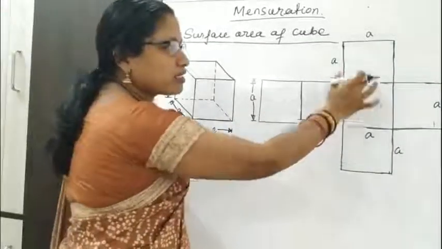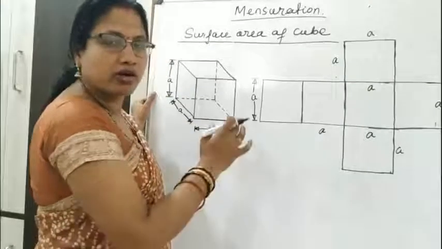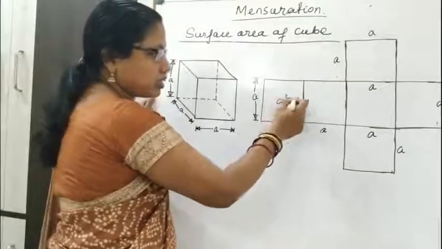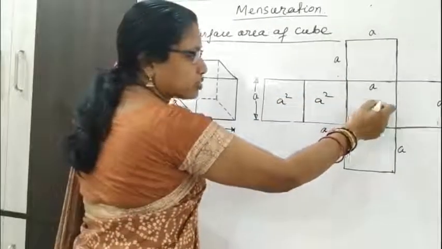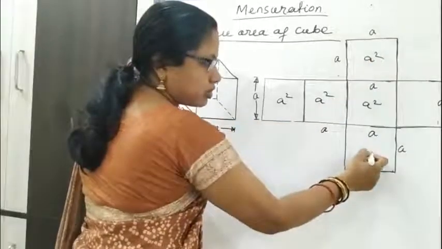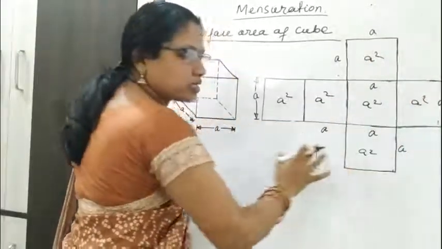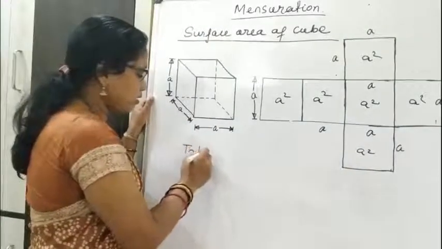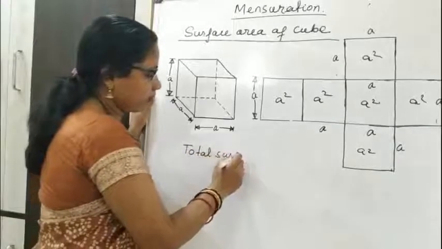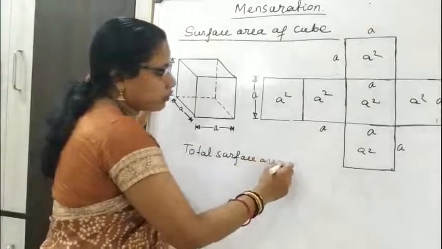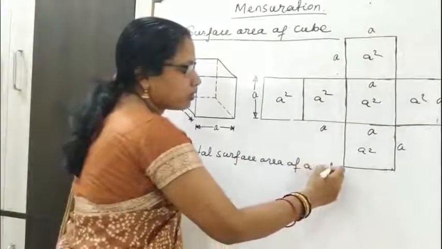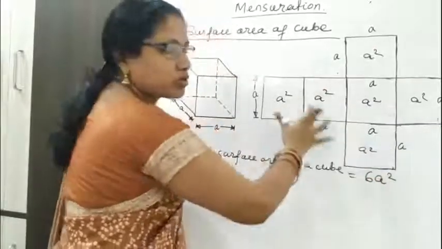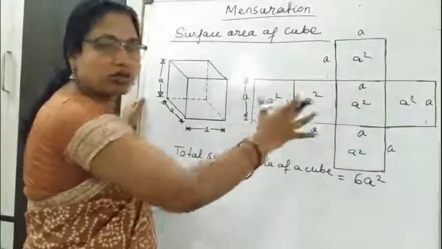Each surface of a cube is identical or congruent to each other. So each surface has equal area. This is a square, a square, a square, a square. This is also a square, a square. So all the 6 surfaces have area a square unit. So the total surface area of a cube is 6a square. That means the sum of the areas of all the surfaces.